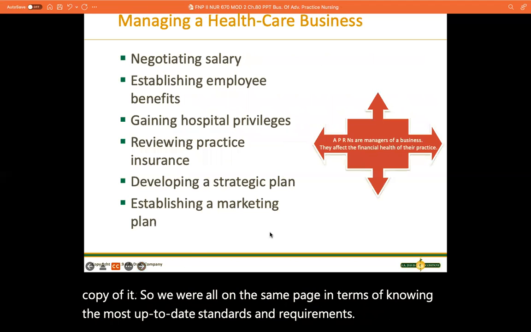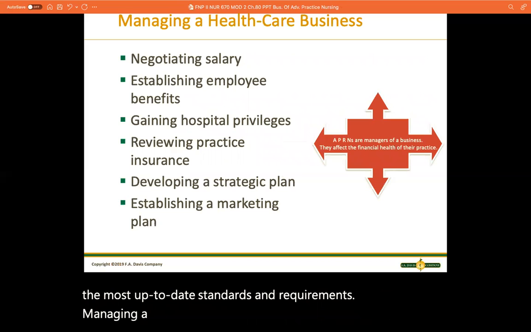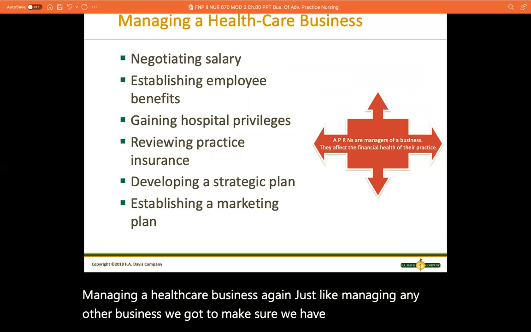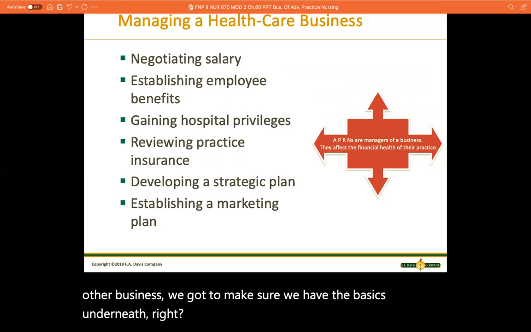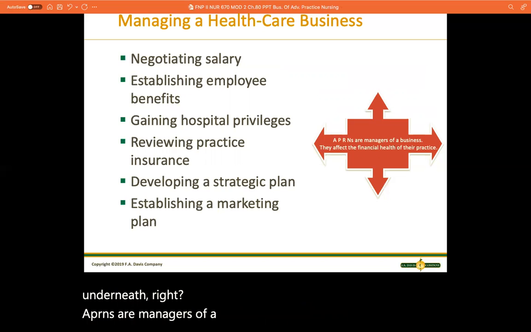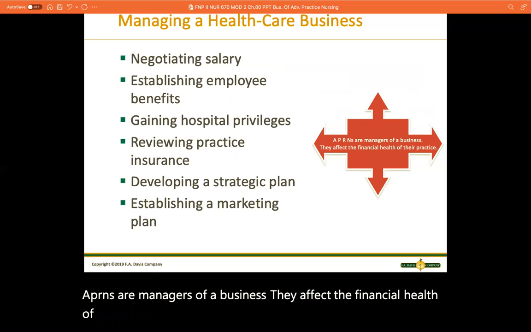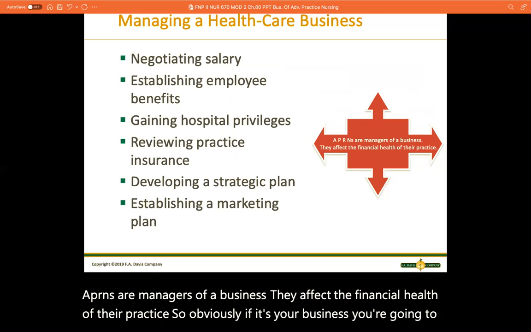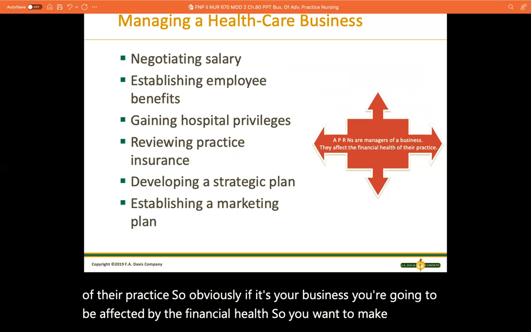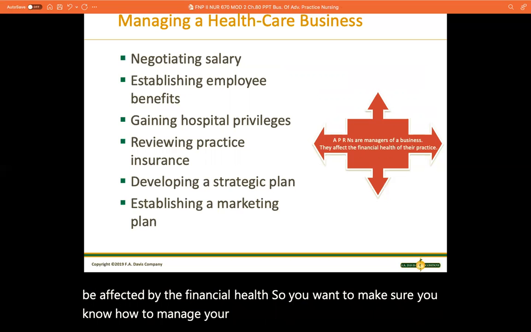Okay, managing a healthcare business. Again, just like managing any other business, we've got to make sure we have the basics underneath, right? APRNs are managers of a business. They affect the financial health of their practice. So obviously, if it's your business, you're going to be affected by the financial health. So you want to make sure you know how to manage your finances.